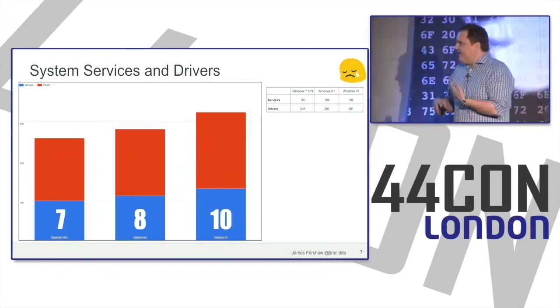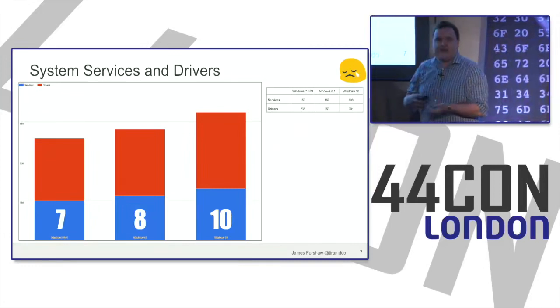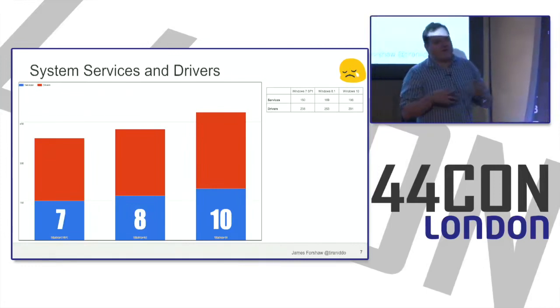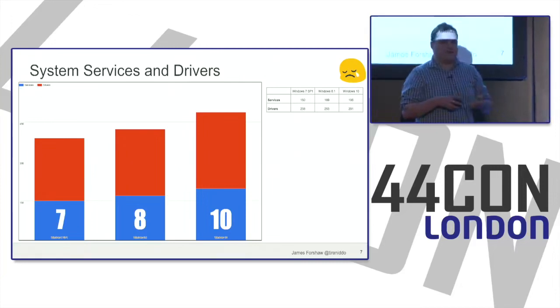So I thought I would look in a general sense at attack surface. Is Windows 10 attack surface better or worse than previous versions of Windows? And the obvious one to look for is anything which was in those top two tiers of my attack surface diagram. So basically, system services and kernel drivers.